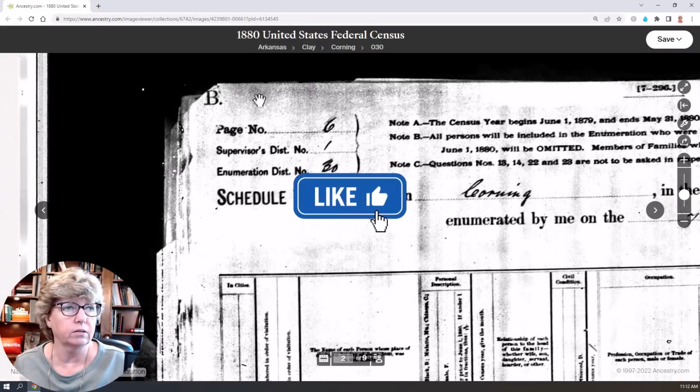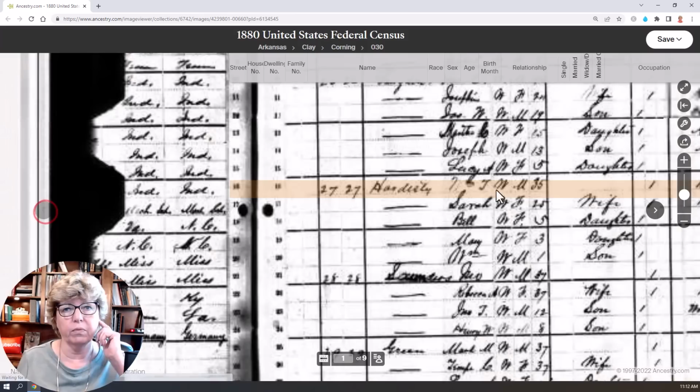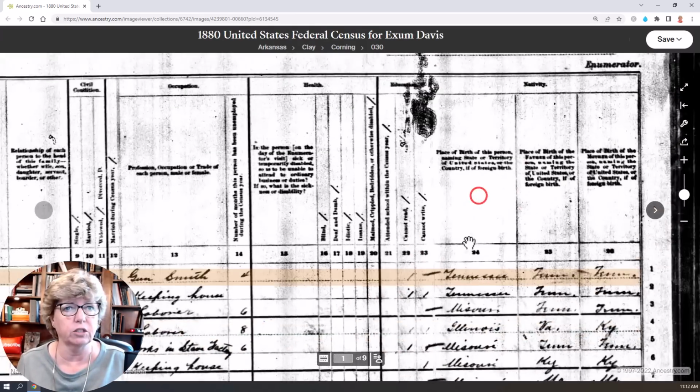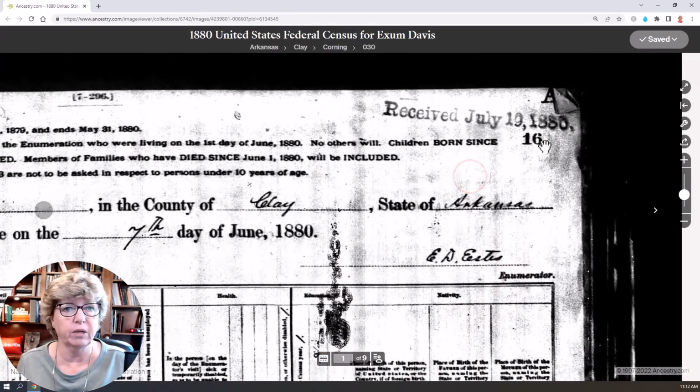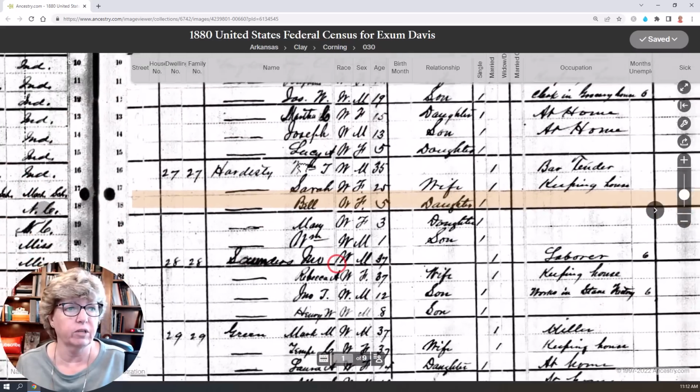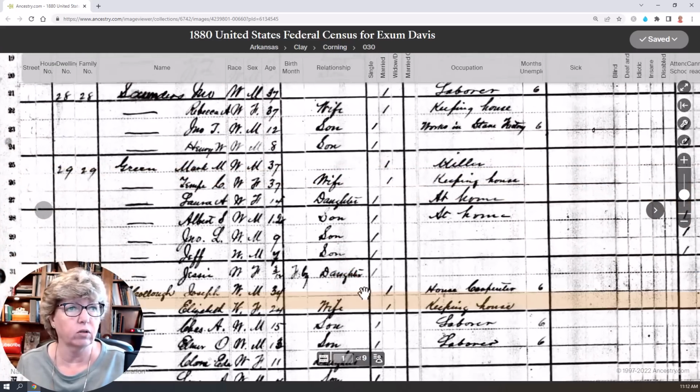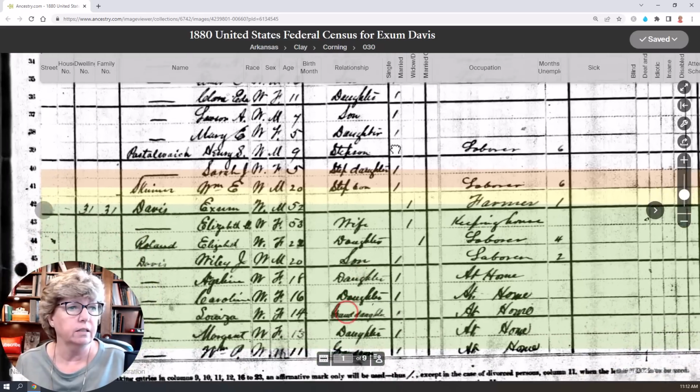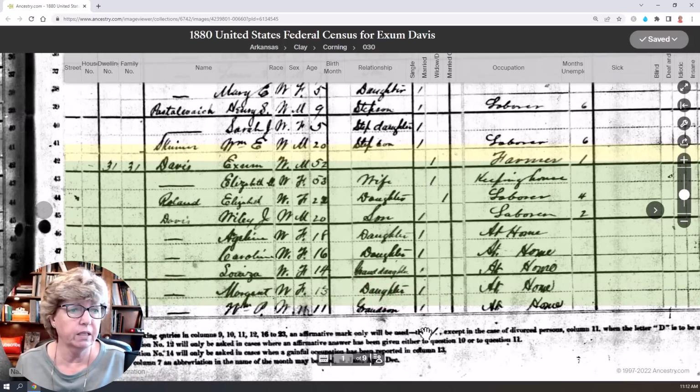Yes, there's a B right there. So that is also part of our source citation, is to note that it is page 16A. Okay? So now we've got a lot of the information that we need from our source citation. We have our location. We know the year, 1880. We know the exact date being the 7th of June. Now we're ready to look at the family.